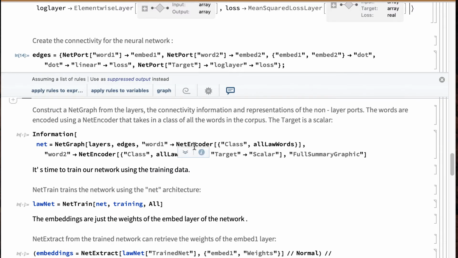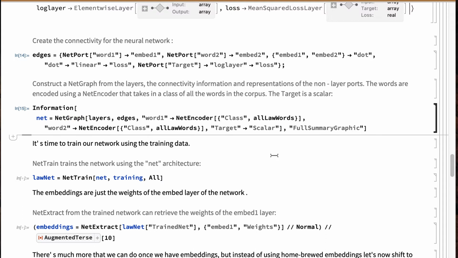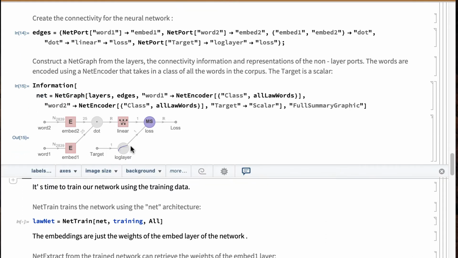We do need to encode the data, and we're going to build an encoder that's based on all the words and turn that into a class. Word 2, same thing. Our target's a scalar, it's just a number. And we'll have a nice little picture of our network. When it's all done, there it is.